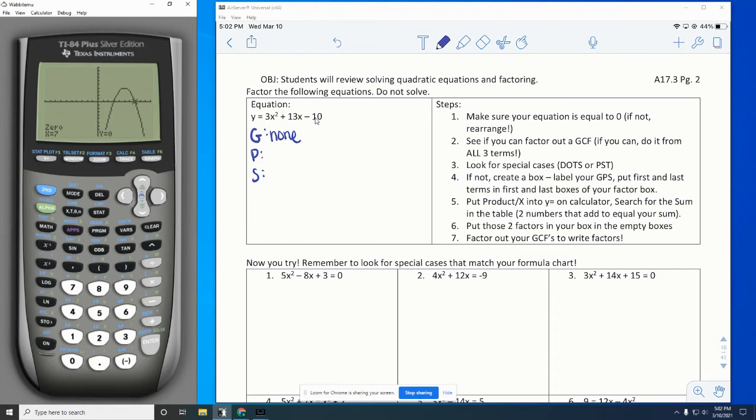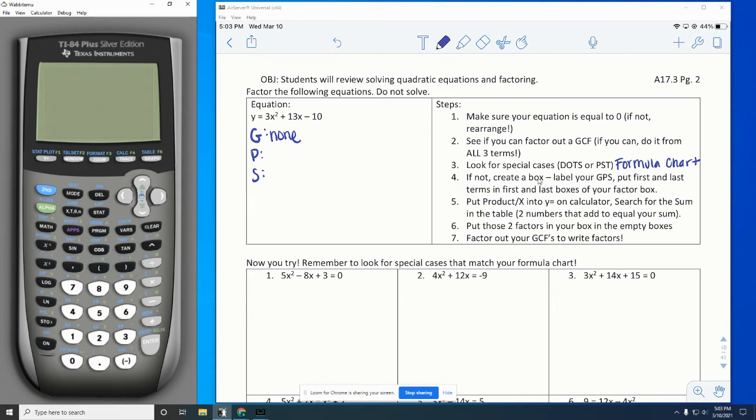Look for a special case. So I'm looking to see, remember, difference of 2 squares is where you have only 2 terms and you have a minus sign in between your first term and your last term. There's no middle term. This one has a middle term, so it's not a difference of 2 squares. Or a perfect square trinomial. Both of these are on your formula chart, just to remind you. So perfect square means I can take the square root of the first and the last terms. I can't take the square root of the first term, so this is not a perfect square. But remember, those are found on your formula chart, or you can complete these steps we're going to do. It just takes a little bit longer.